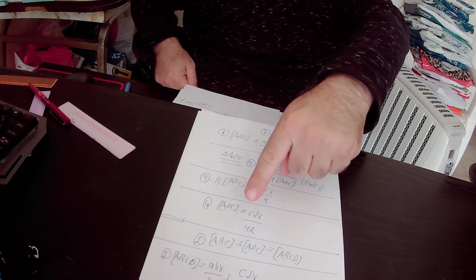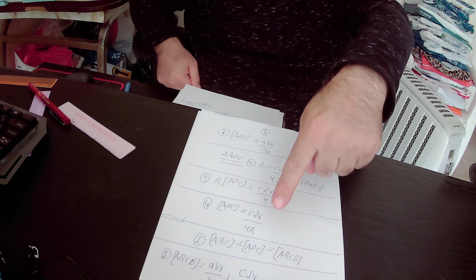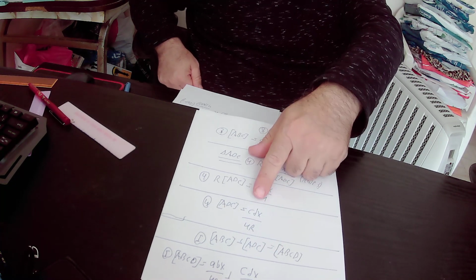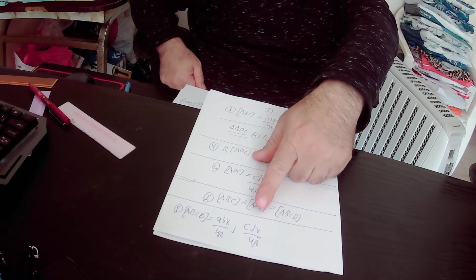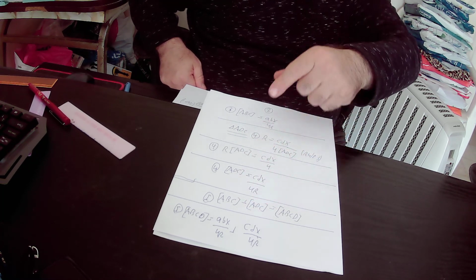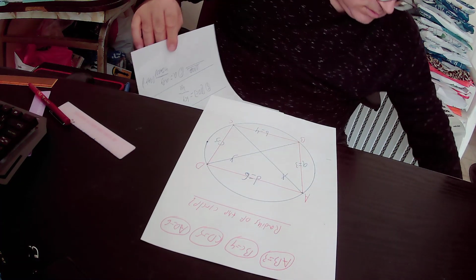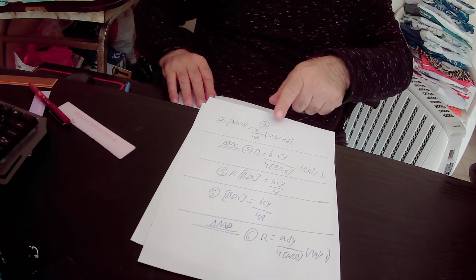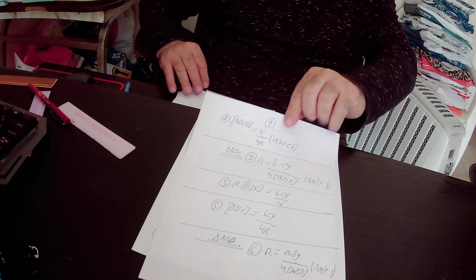But we have already found out that the area of triangle ABC is ABX over 4R, and the area of triangle ADC is CDX over 4R. So here we took out the common factor X over 4R from those two expressions, and we got that the area of quadrilateral ABCD equals X over 4R times (AB plus CD).